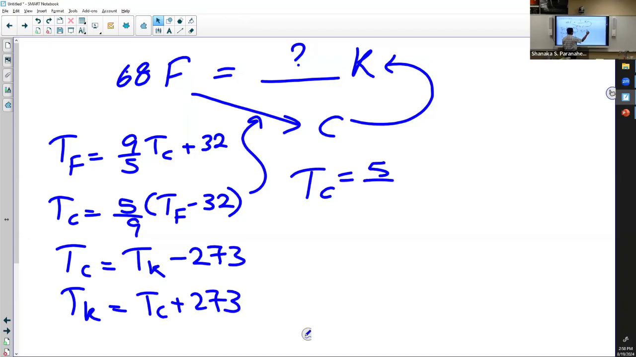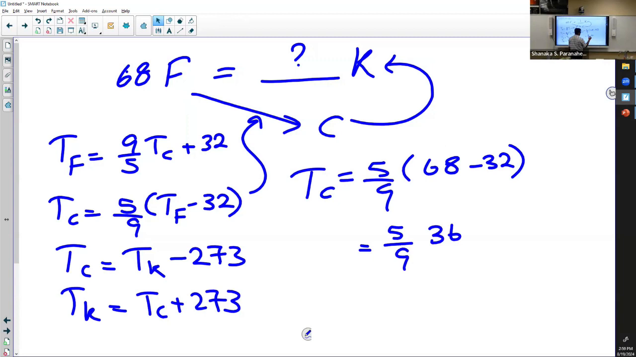So it's going to be 5/9 times 68 minus 32. That's 36. 5/9 times 36: 9 times 4 is 36, so 4 times 5 is 20. So this is equal to 20. That's the Celsius value equal to 68 degrees Fahrenheit. I picked numbers that are going to cancel out.